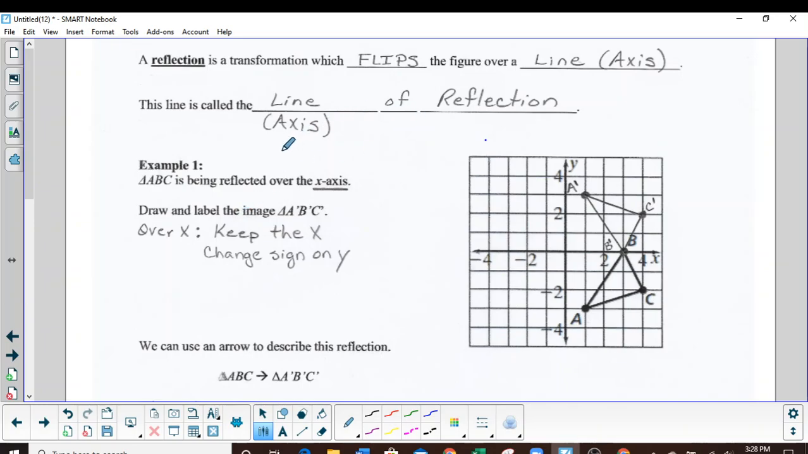Okay, let's look at the top. It says a reflection is a transformation which flips the figure over a line or an axis, X or Y. This line is called the line of reflection, and it's one of these axes. Remember, you got an X and a Y, okay?